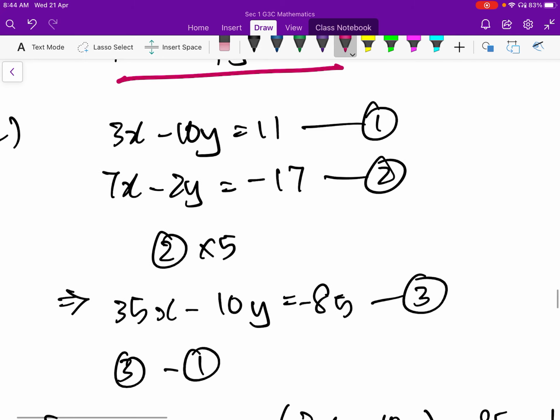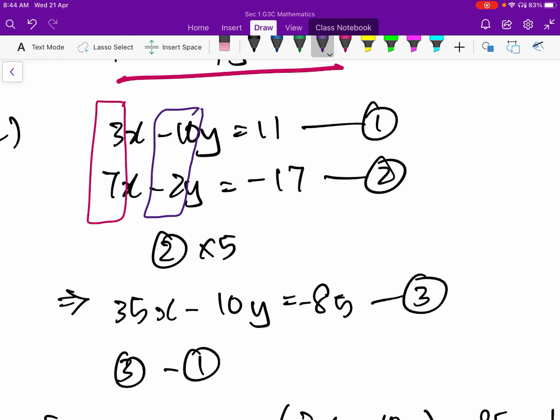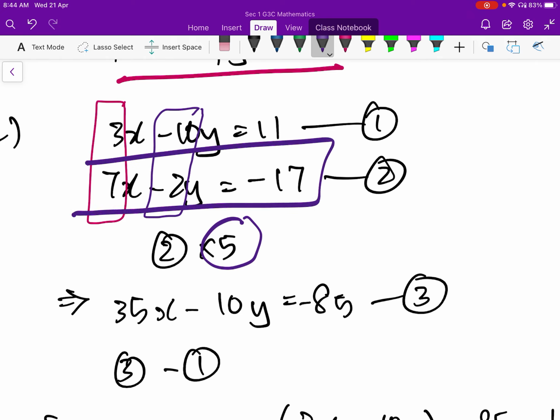So let's take a close look at this. Compare 3 and 7, the x coefficients. And then you compare negative 10 and negative 2. Is it easier to make the coefficients of x the same, or is it easier to make the coefficients of y have the same magnitude? In this case, it is clear. We would rather make the coefficients of y have the same magnitude, because then the magnitude will be 10. All we need to do is to take equation number 2 times 5, because when you multiply everything by 5 over here, I am going to end up with 35x minus 10y.